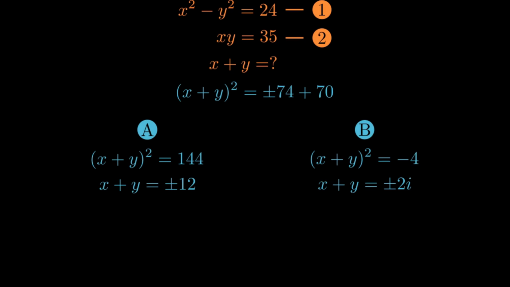Let us just collect all the different solutions here. Plus 12, minus 12, plus 2i, and minus 2i.